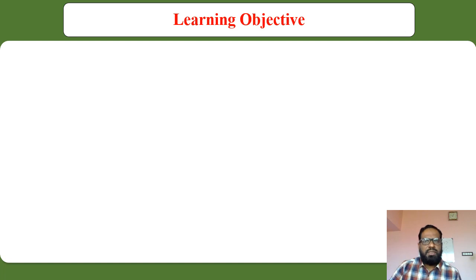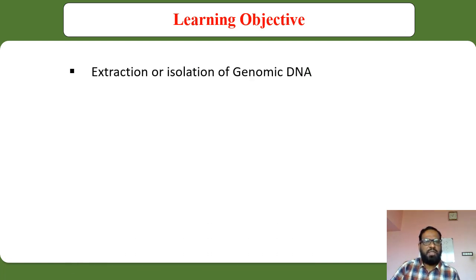Before we get into this topic, we are going to set some learning objectives. The first objective is to learn how to extract or isolate genomic DNA from the cells of an organism. Second, we are going to study how to analyze the quality of the DNA molecule. Once we have extracted the DNA, we don't know its quality, so we will study how to analyze it.